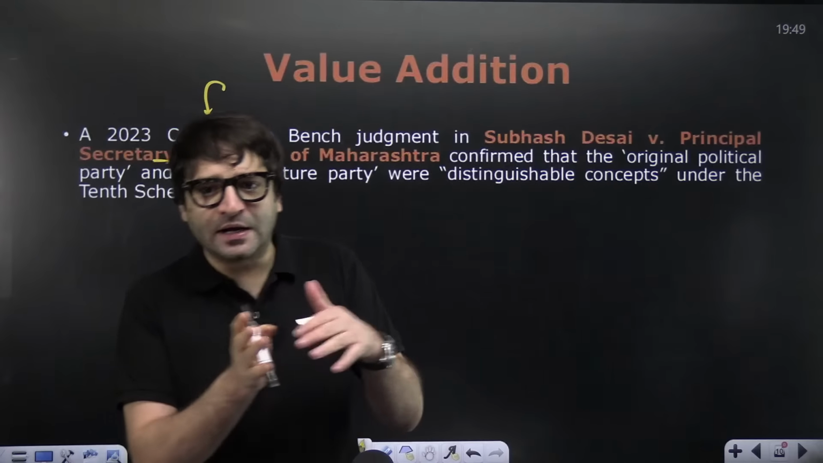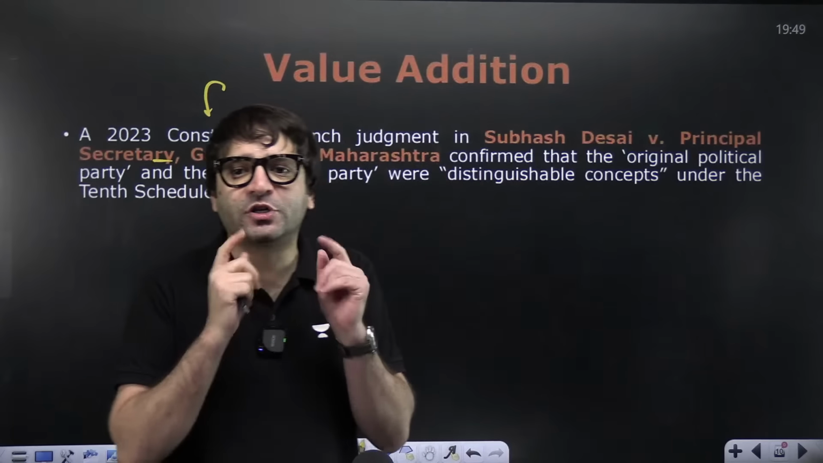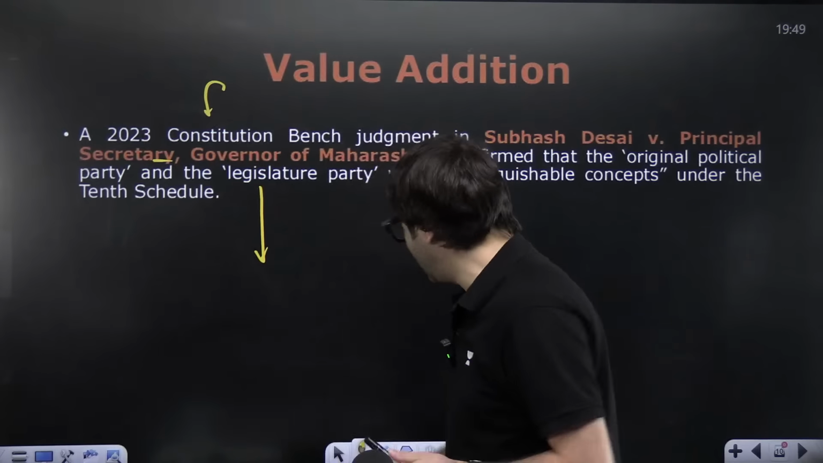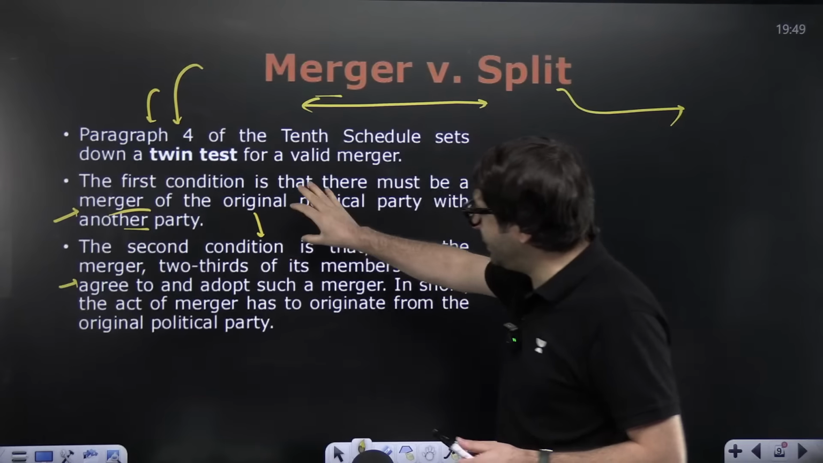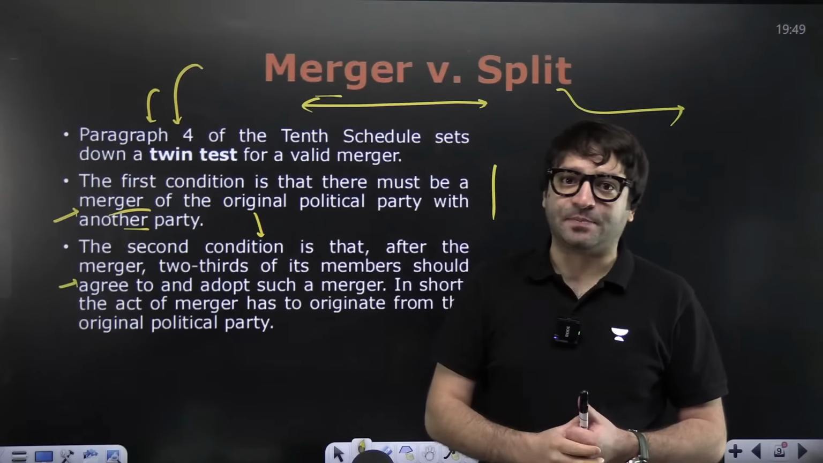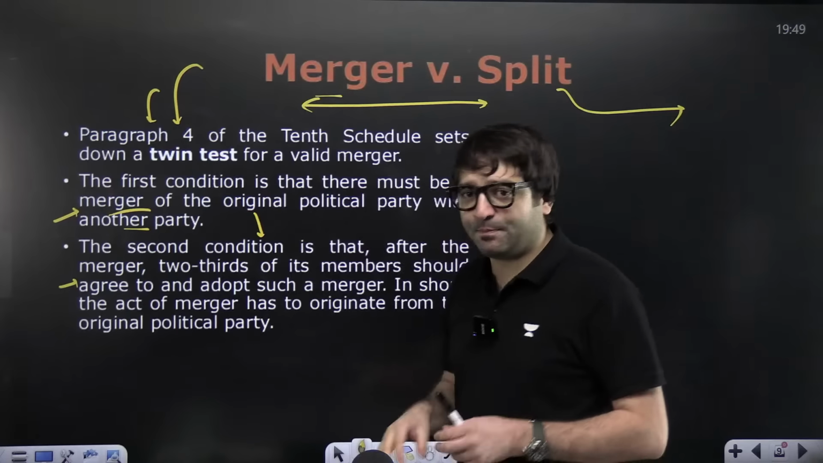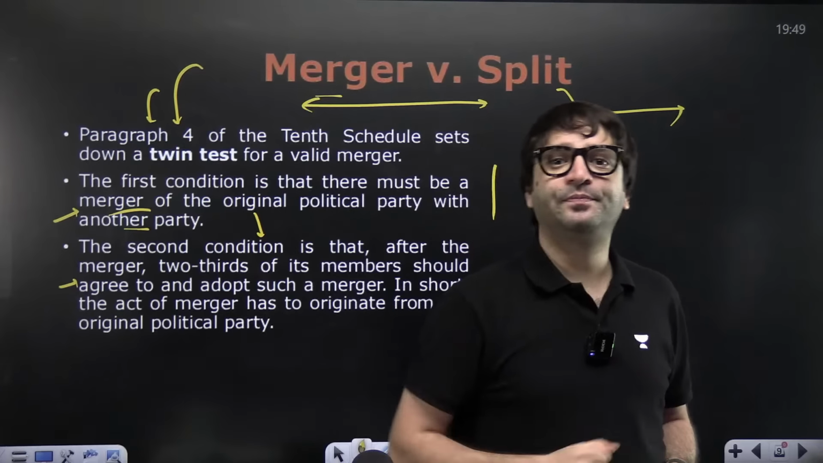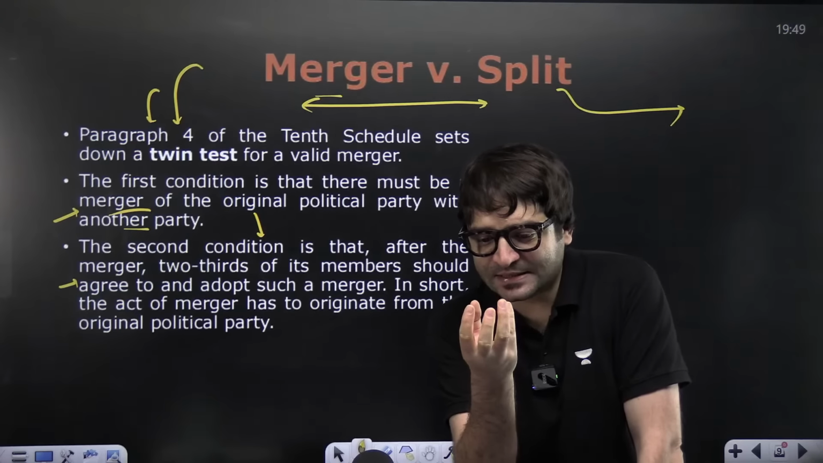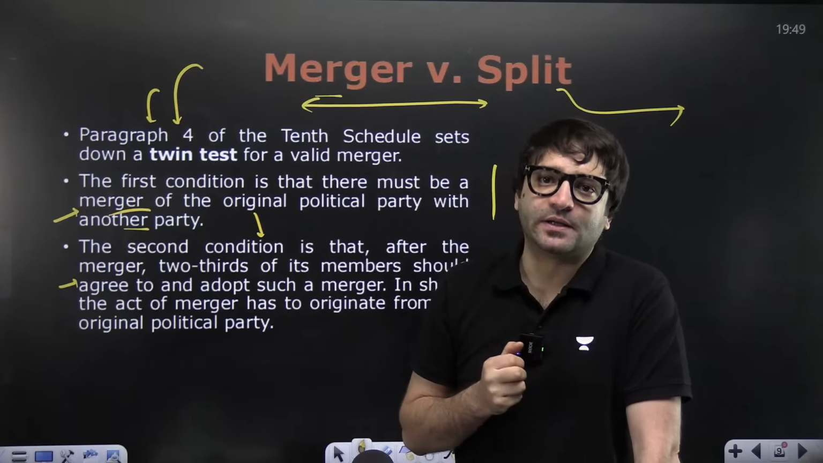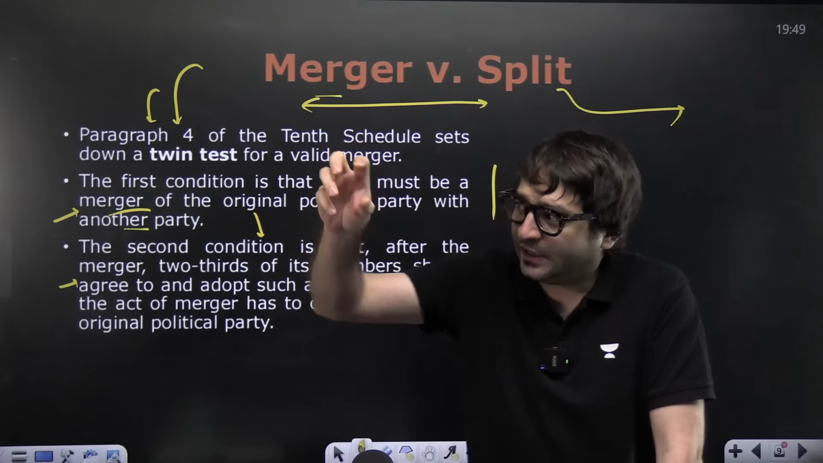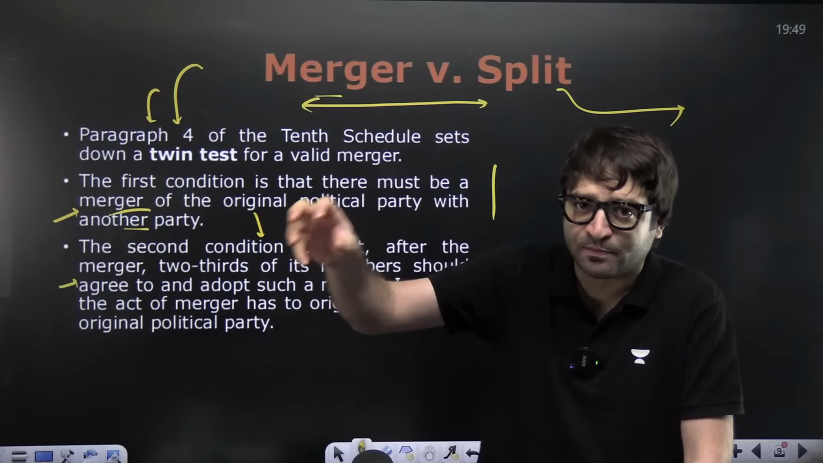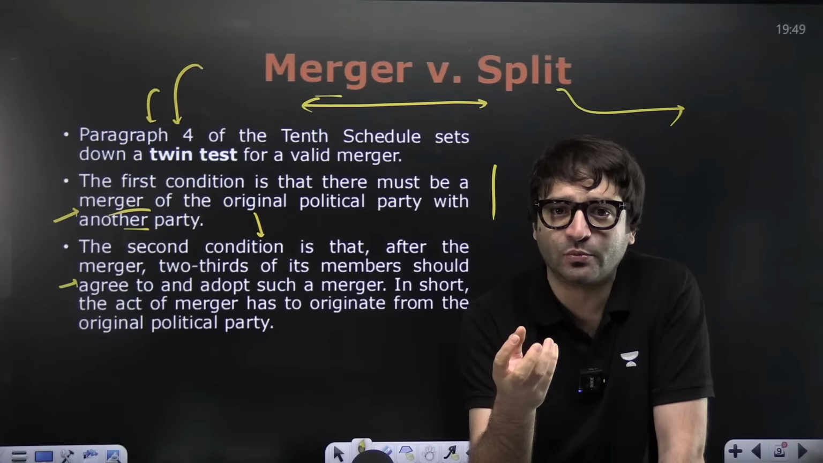Legislative wing and organization wing. These are distinguishable concepts. So you can't treat what is mentioned here. If the political party merges with another political party, is the political party same as the legislative wing of that political party? No. Legislative party is the subset of the original political party. Original political party needs to merge with another political party. And then this merger should be supported by the 2/3 of the legislative wing.